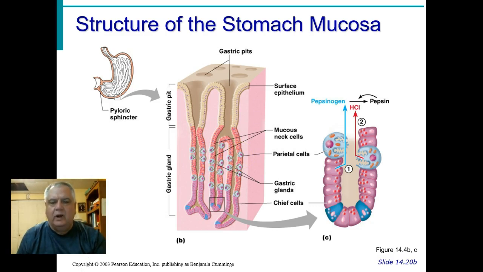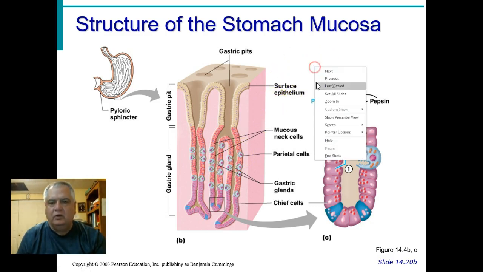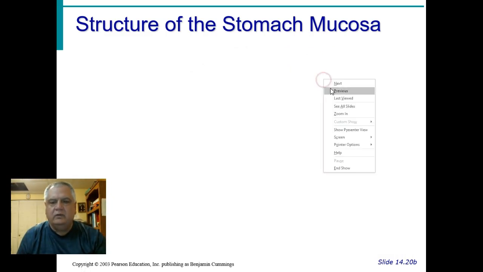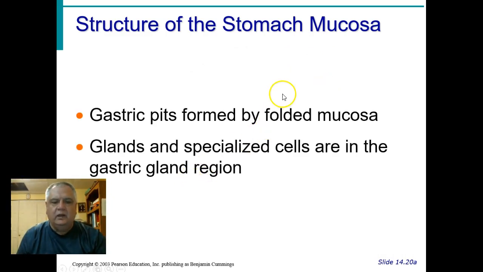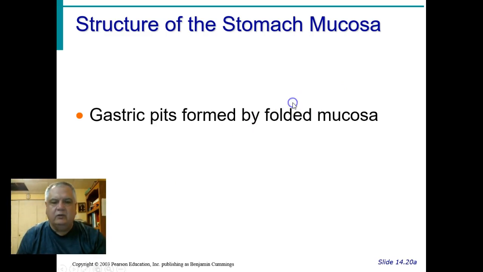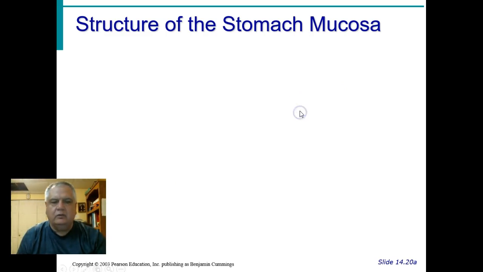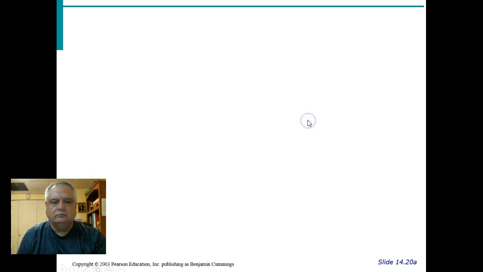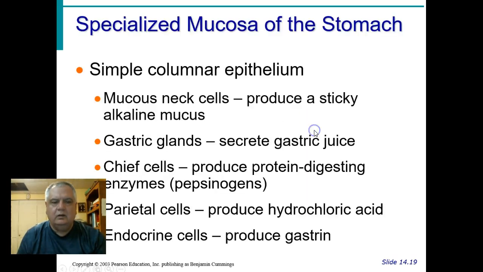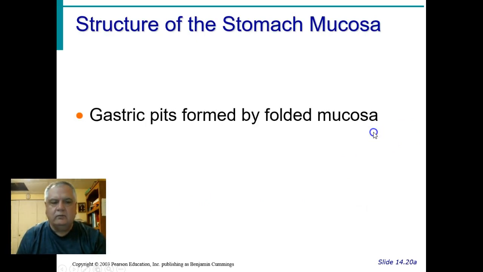And the parietal cells, remember, if we look back to our previous slide, let's go back here. The parietal cells produce the hydrochloric acid, while chief cells produce the protein digesting enzymes. So keep that in mind. That's going to be important. This organization is going to be important as we go forward.